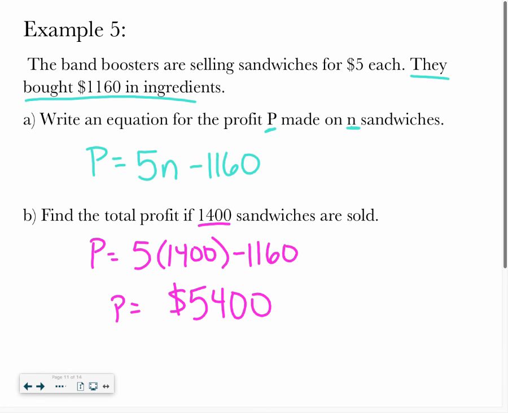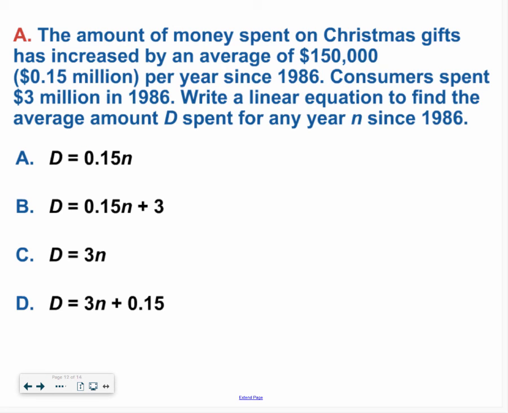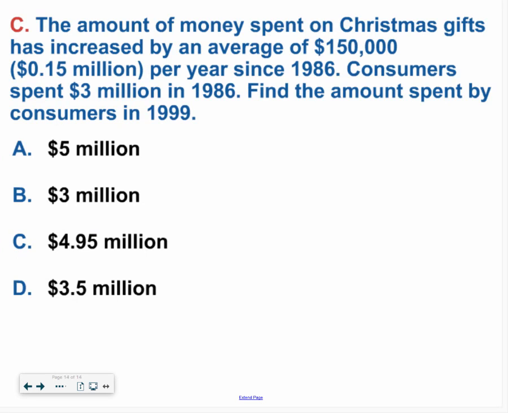Okay, if you have questions on that, please be sure to ask. Go ahead and try this next example on your own, see how you do. Hopefully you decided that the equation is D equals 0.15n plus 3. And then go ahead and try the last one on your own. Hopefully you got 4.95 million as an answer. If you have any questions on anything from the lesson today, please be sure to ask for help, whether it's me or friends, and have a wonderful day.